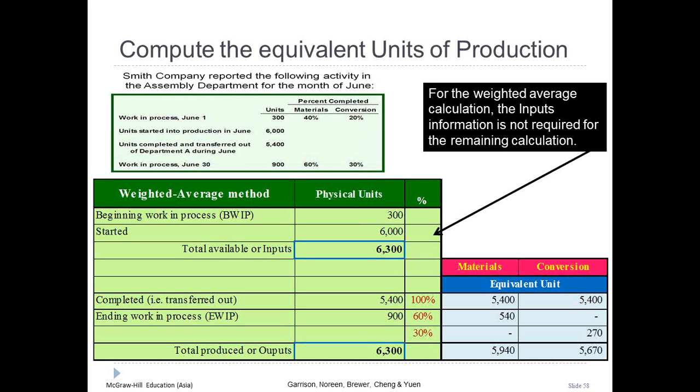For the ending work in process of 900 units, 60% completed with respect to materials and 30% completed with respect to conversion, the equivalent units of production are 540, which is 900 times 60%, and 270, which is 900 times 30%, for materials and conversion, respectively. The total equivalent units of materials and conversion are then summed up for each column. The total equivalents for materials and conversion are 5,940 and 5,670, respectively.